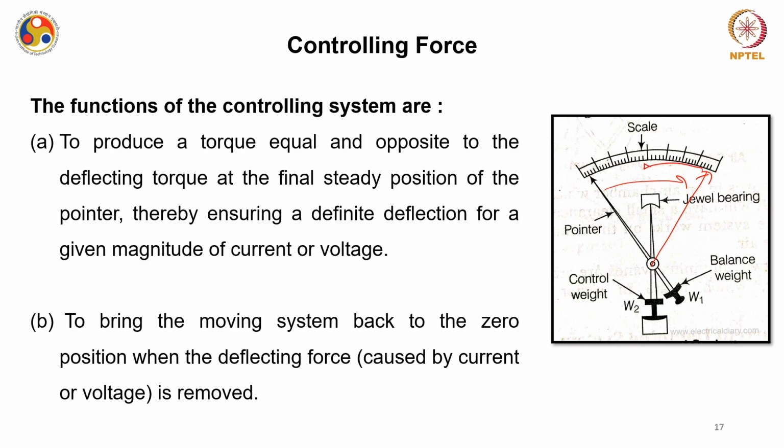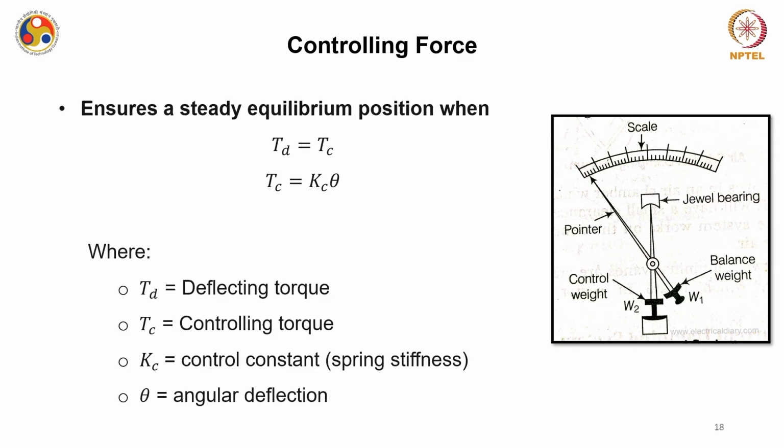For the movement of this pointer, deflecting torque is very much essential. However, to bring it back to its original position, a controlling torque is very much essential. This is mostly produced by a spring. Say, forget about the control weight for the time being, and I am connecting this with a spring.